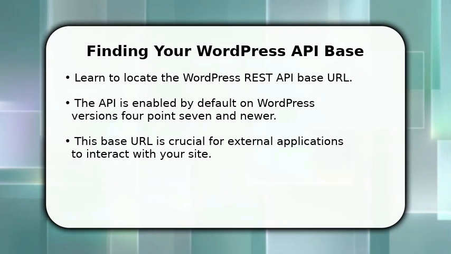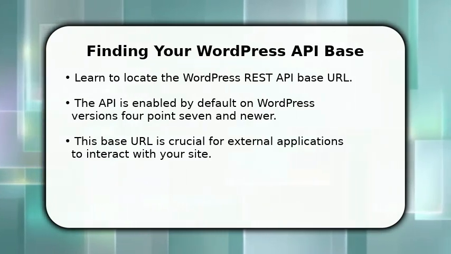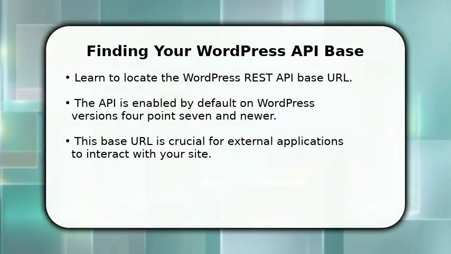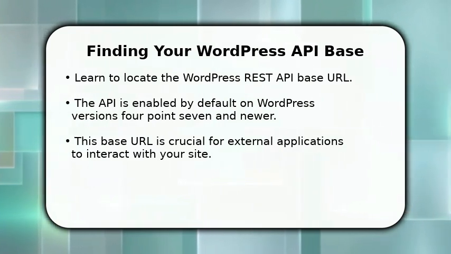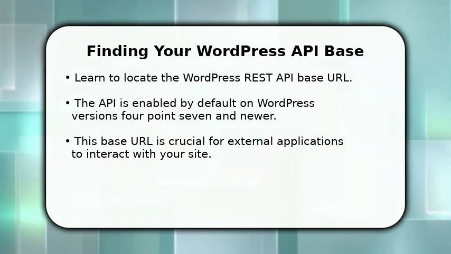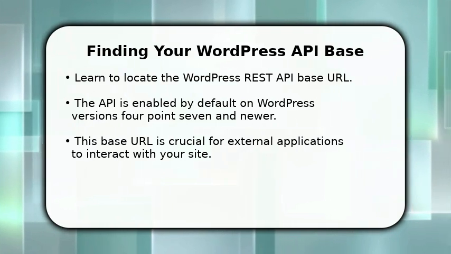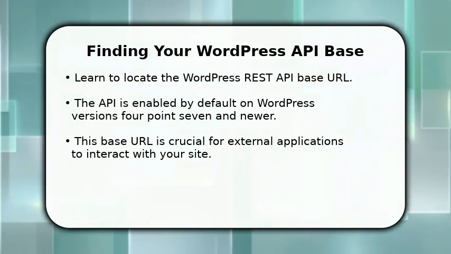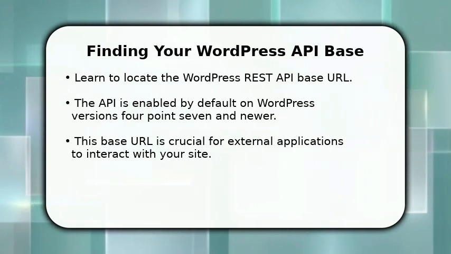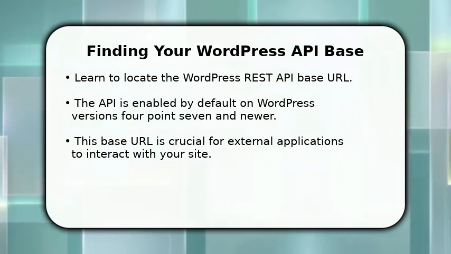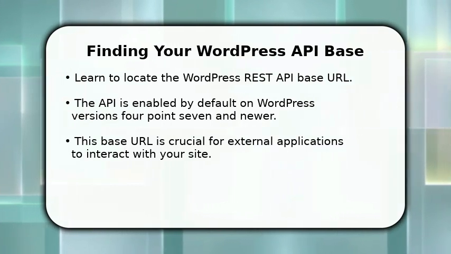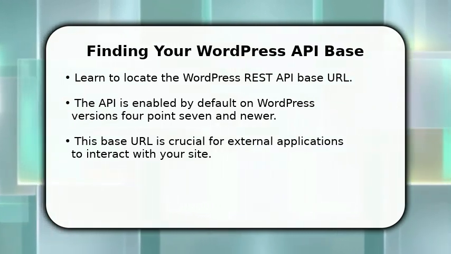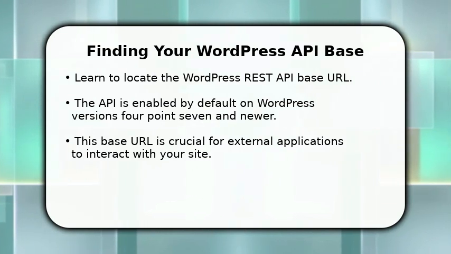In this video, I will explain how to get the WordPress REST API base URL. This is a fundamental step for any developer or user looking to integrate their WordPress site with other applications or services. The good news is that the REST API has been enabled by default on all WordPress sites since version 4.7, making it readily accessible for most modern installations.